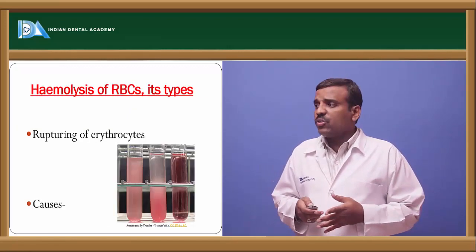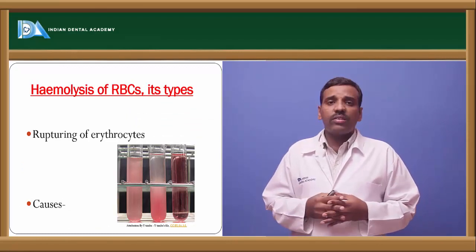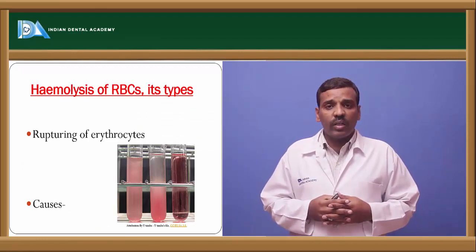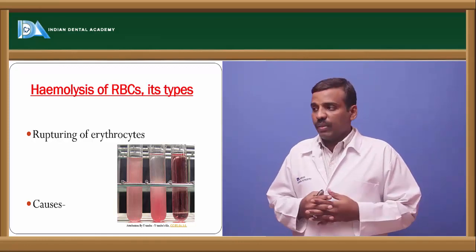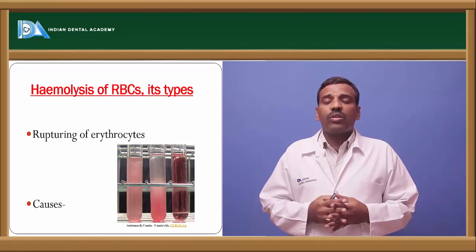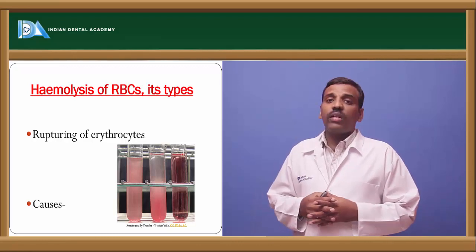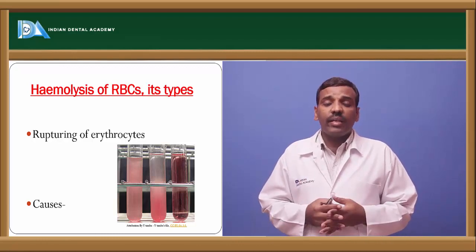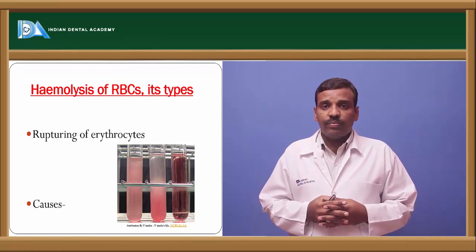Okay, and next one is the hemolysis of the RBCs. Hemolysis of the RBCs is nothing but rupturing of the RBC membrane. The causes are mainly rapid destruction of the RBCs and the hemoglobin, mainly due to anemic conditions and hypovolemia.